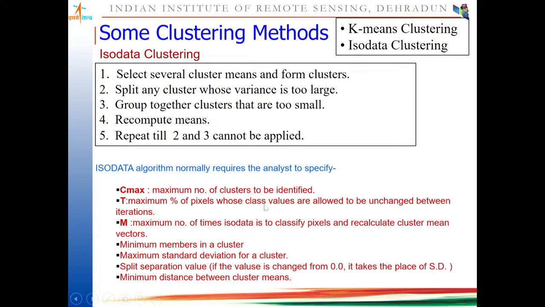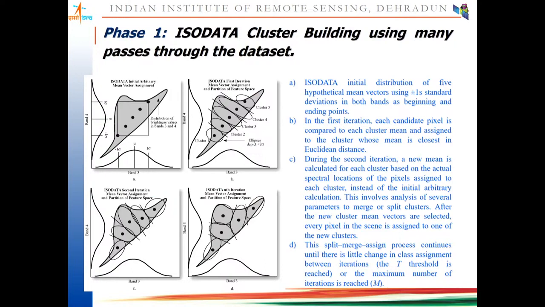That is, the maximum number of clusters to be identified, the maximum percentage of pixels whose class values are allowed to be unchanged between iterations, the maximum number of times that ISODATA is to classify pixels and recalculate cluster mean vectors, the minimum members in a cluster, the maximum standard deviation for a cluster, and the split separation values. Then the minimum distance between the cluster means. These are the parameters which the algorithm requires, and these need to be fed into the algorithm.